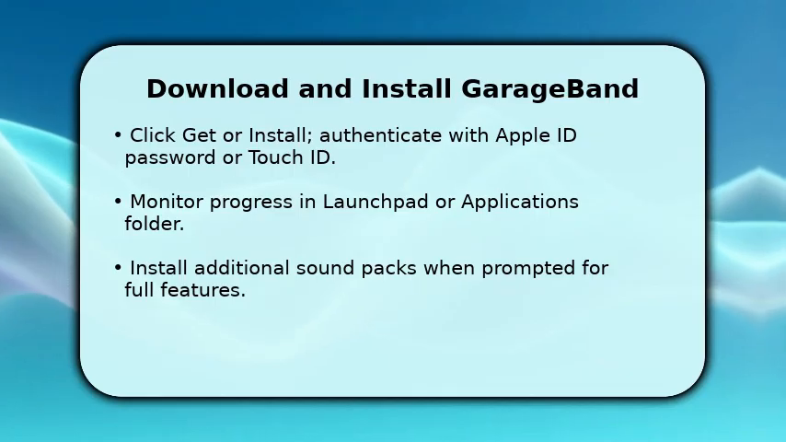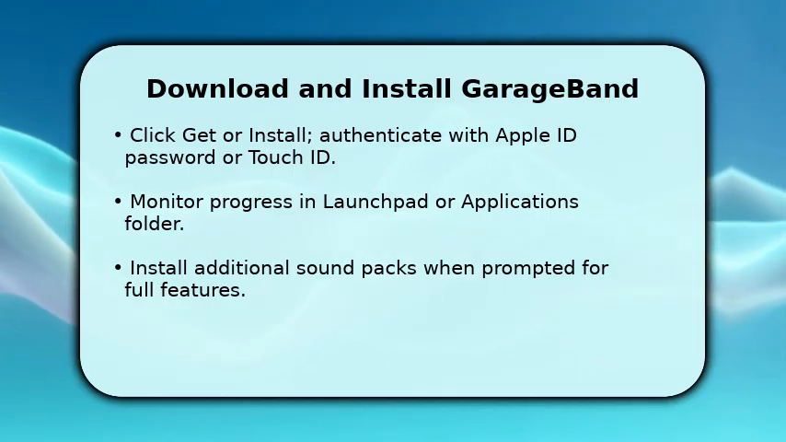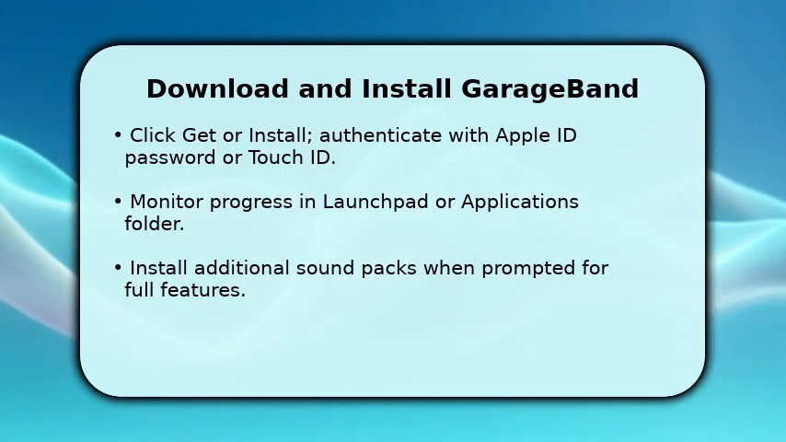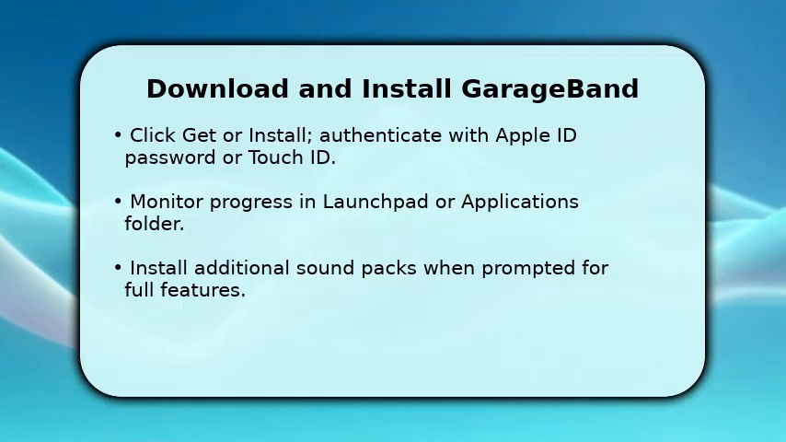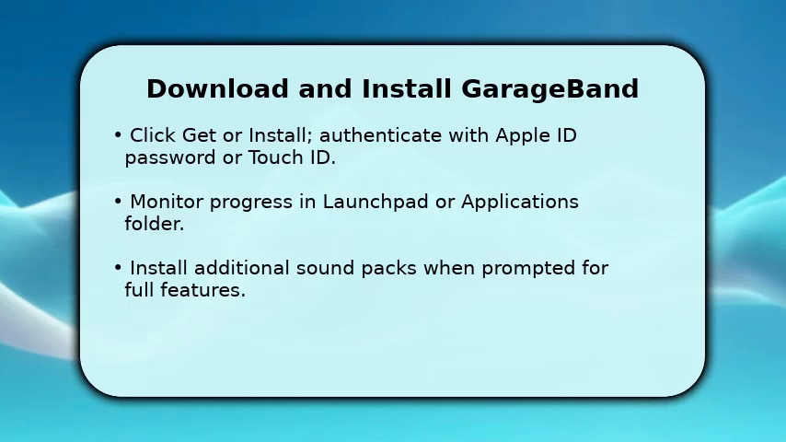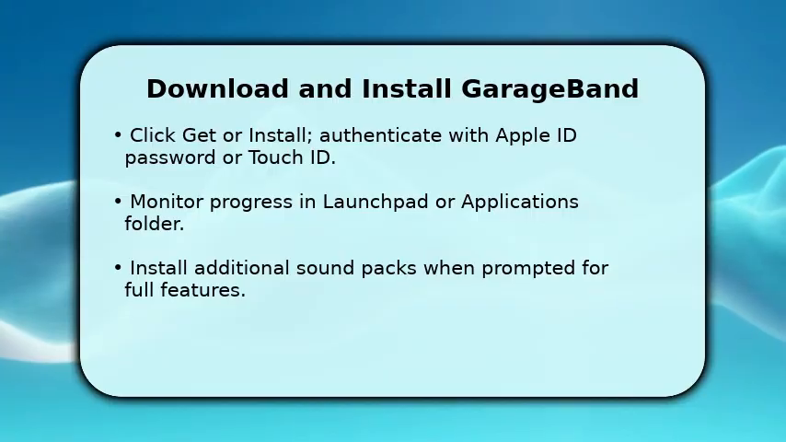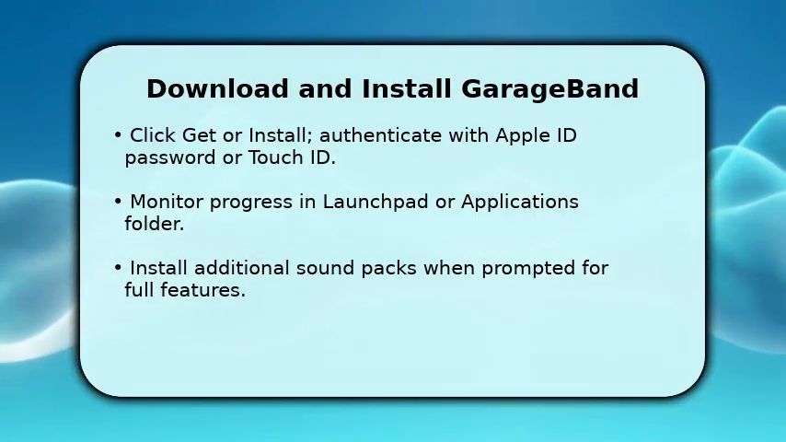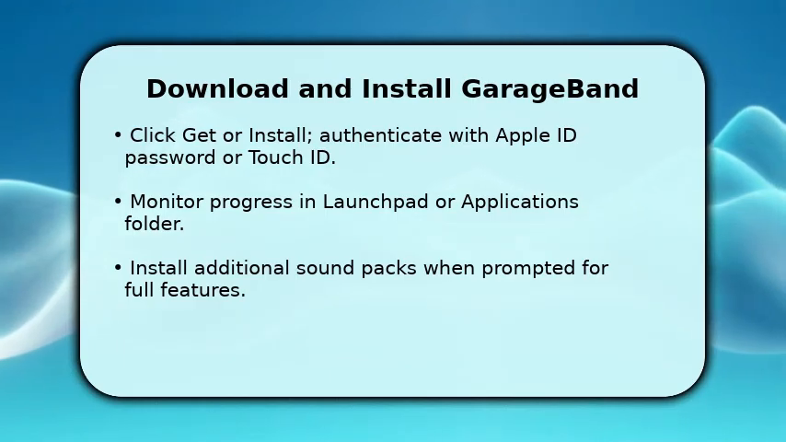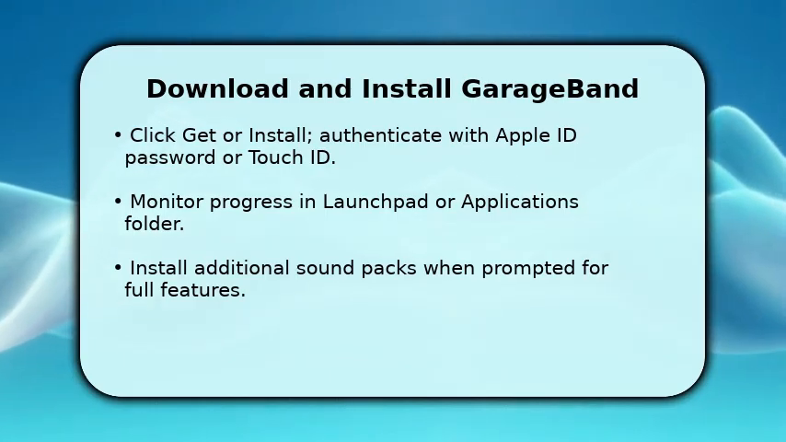While the app downloads, watch progress in Launchpad or the Applications folder and avoid interrupting the network. After the app installs, open GarageBand once to trigger first run setup. It may prompt to download additional sound libraries, accept those if you want full instruments and loops. Make sure to close other heavy apps to speed installation and conserve RAM during the initial setup.